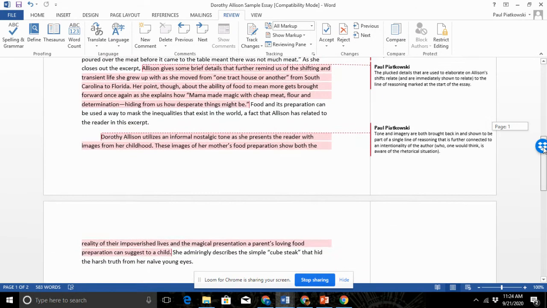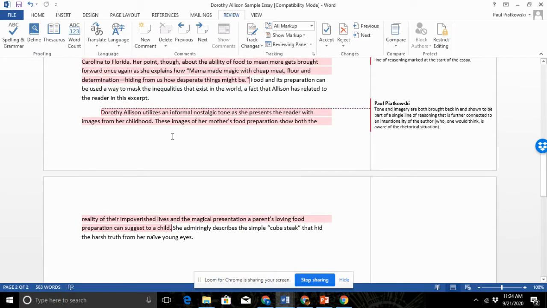Okay. And then just to close it, Dorothy Allison utilizes an informal, nostalgic tone as she presents the reader with images from her childhood. These images of her mother's food preparation show both the reality of their impoverished lives and the magical presentation a parent's loving food preparation can suggest to a child. She admiringly describes the simple cube steak that hid the harsh truth from her naive young eyes. So tone and imagery are both brought back in and shown, once again, this single line of reasoning. It brings it all together.